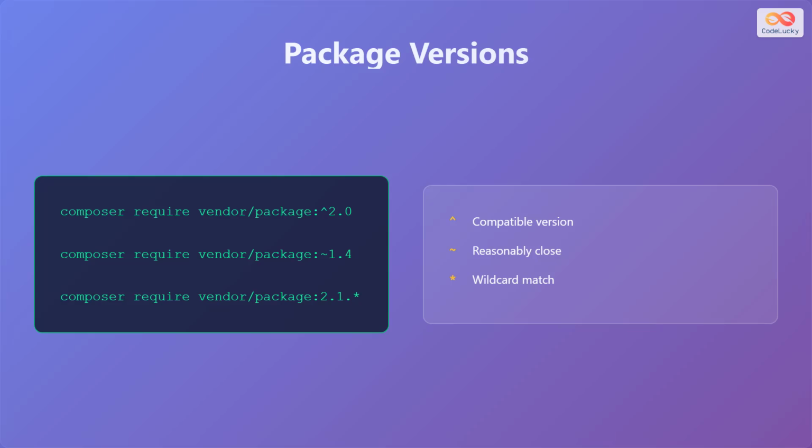When installing packages, it's important to specify the version you need. Here are a few examples. Composer require vendor/package:2.0 installs a compatible version. Composer require vendor/package:~1.4 installs a reasonably close version. Composer require vendor/package:2.* uses a wildcard match to find the latest version within the 2.x series. These symbols help you control which version of the package is installed.